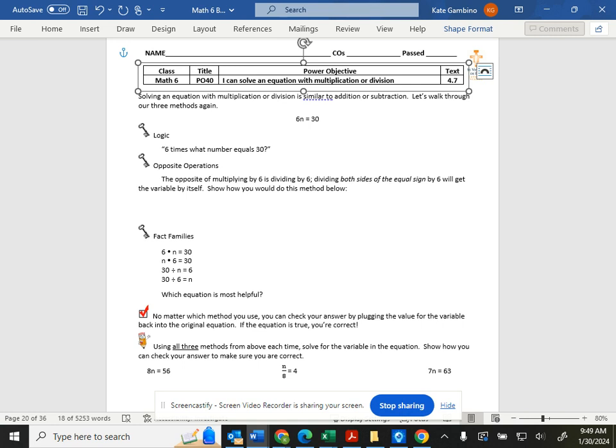If you're doing opposite operations, you're doing opposite the operation that is being shown. So if it's multiplying, you're going to divide by 6 on both sides. Just like in the last objective, if we were adding, we would subtract it out on both sides. Whatever you do to one side, you do to the other.